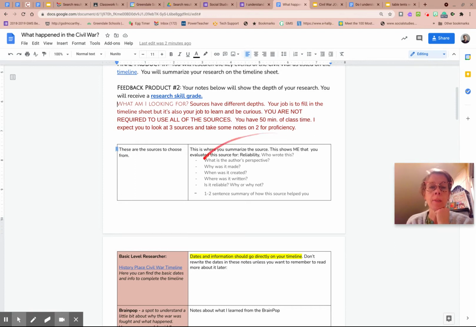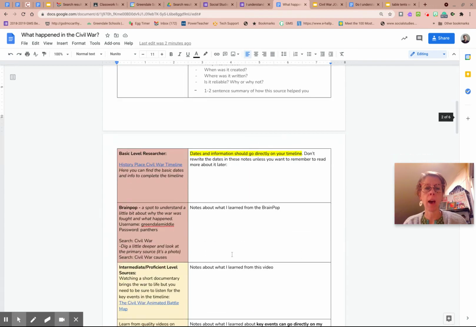On the right, I'm telling you what needs to go in this right side column. This is where you just tell me, overall, what did you learn from the source? And did you evaluate it, right? So who made it? What's their perspective? Why did they make it? And that's going to influence what gets included, right? That's called sourcing. And just 1 or 2 sentences about how it helped you.